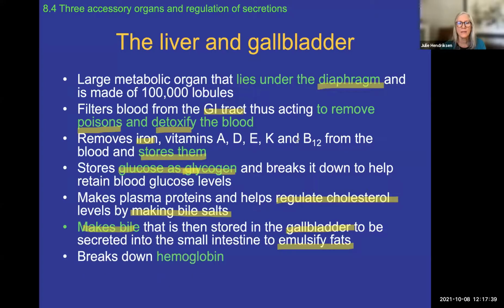And finally, the liver has a role in helping to break down hemoglobin. You might remember from the chapter on blood, hemoglobin is in our red blood cells, carries oxygen, also transports carbon dioxide. So when our red blood cells die, we have to deal with the hemoglobin, and the liver will help metabolize that molecule hemoglobin into molecules that can be recycled, or we can get rid of in our urine and in the feces.